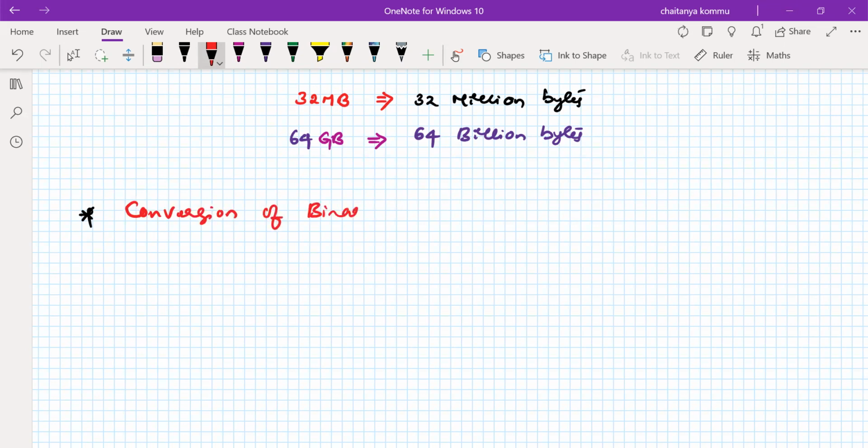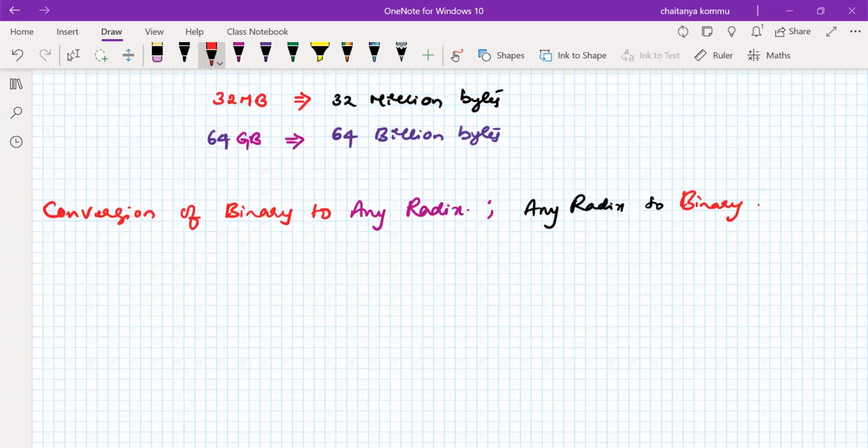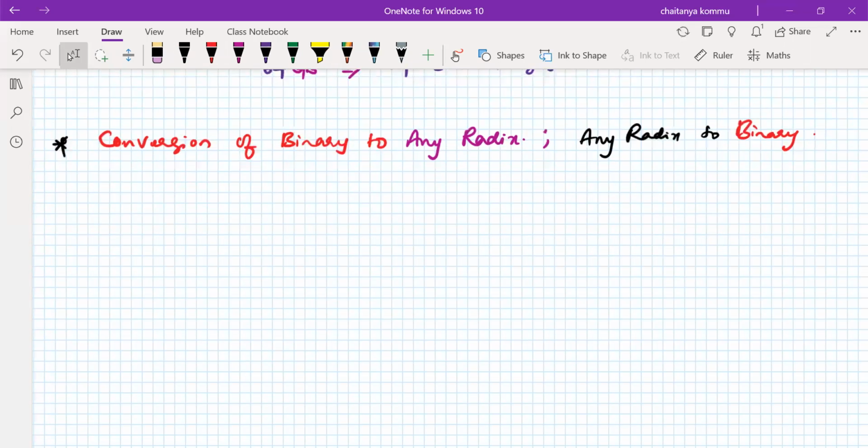binary to any radix. How do we do this one? That's what we have to do. Similarly, at a later point of time, any radix to binary, because we want to play with the binary number system only, right? That's the reason why we should know how to do this. Let us move quickly on to the first one.